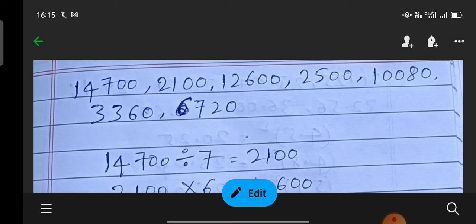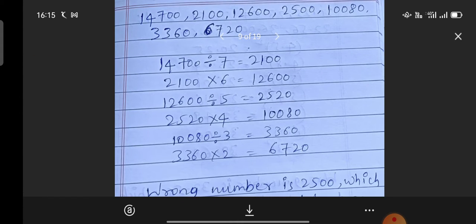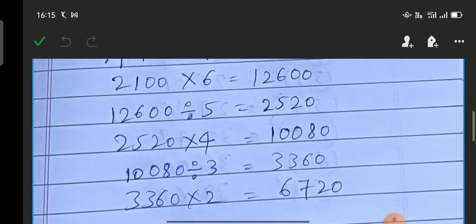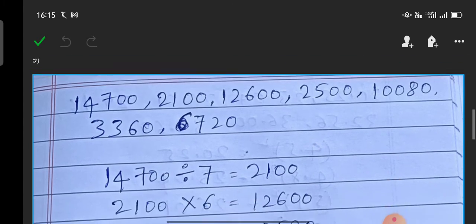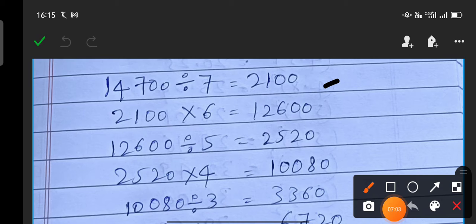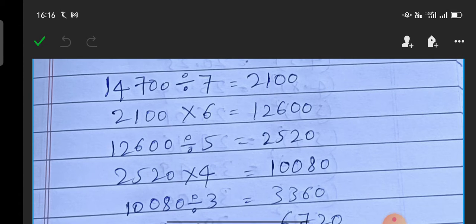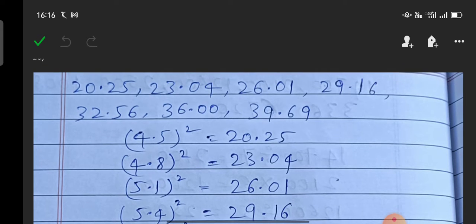Series 14700, 2100, 12600, just a minute, 12600, 2520, 10080, 3360, 6720. So this is nothing but you have to come decreasing one by one item, and at the same time you have to use only two operations, that is division, multiplication, division, multiplication. This is a series.